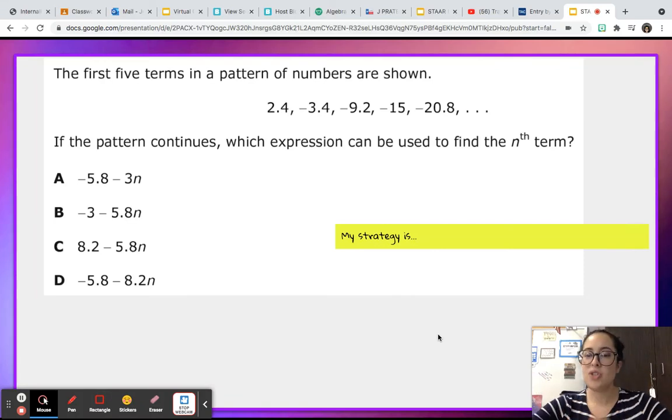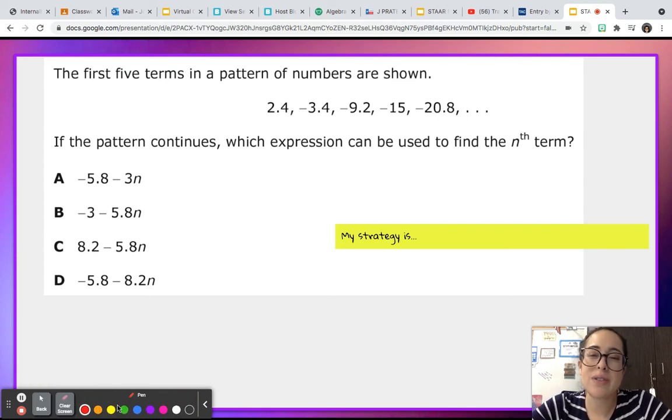Hi guys, this is question 1. This is a problem where you have a pattern and it's asking you which expression can be used to find the nth term. Now, if you really observe, the answer choices are in what looks like y equals mx plus b. So what you could do here is create a table.